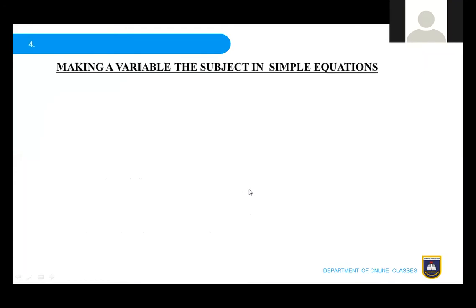Now, making a variable the subject in a simple equation. Please, it should be equation. Do not bring the S. Cancel this. In a simple equation, we are making a variable the subject when you're given a simple equation. So we will be taking them one by one, the equations from one step to the other.